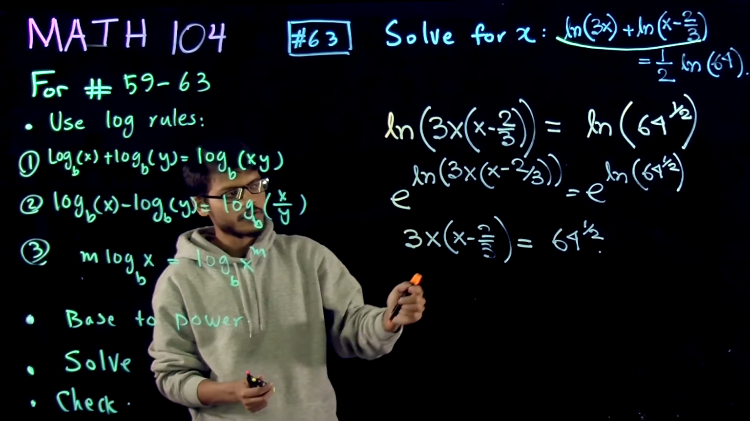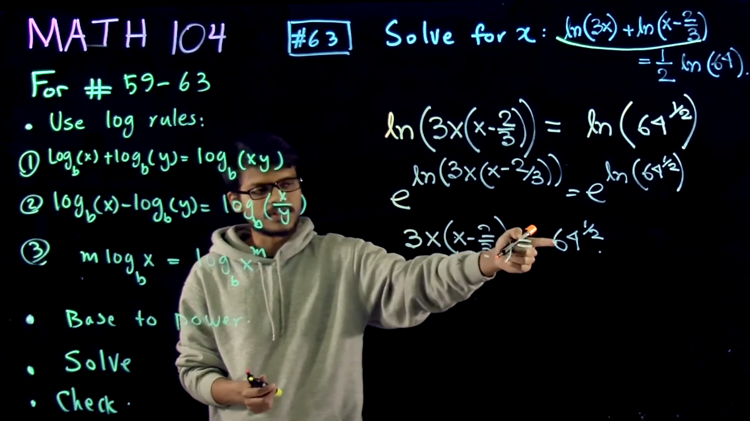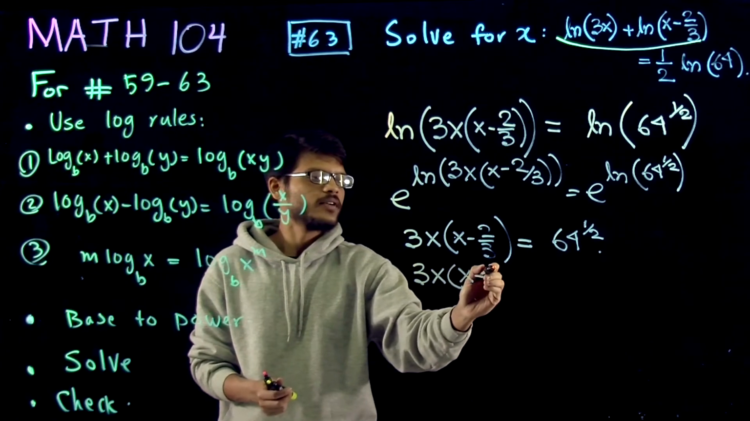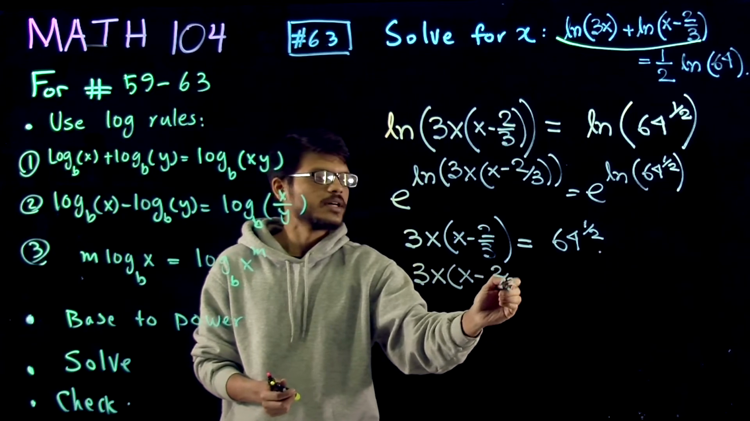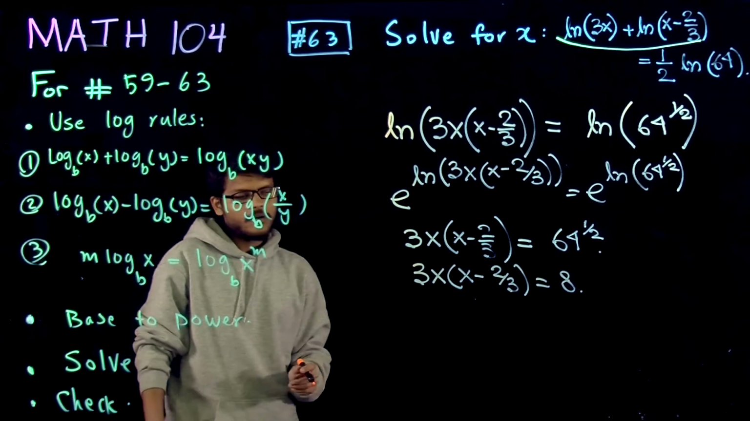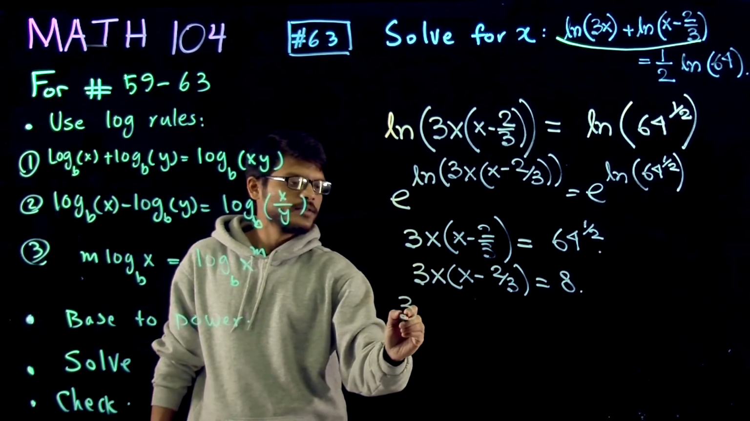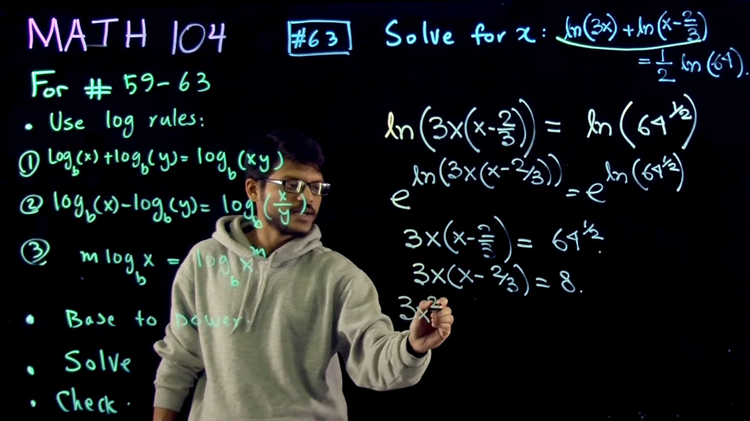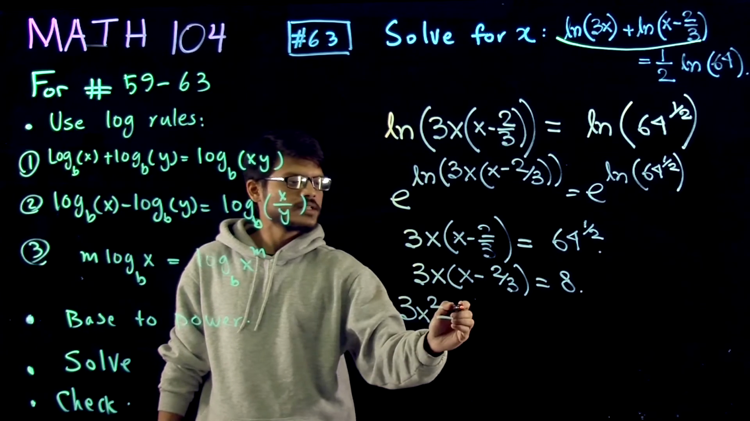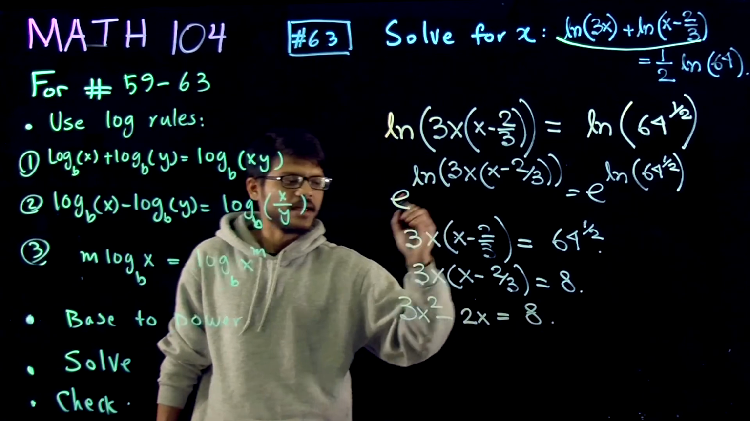So the first thing you should notice is, what is 64 to the power 1/2? This one is nothing but the square root of 64. And what is the square root of 64? It is nothing but 8. So we have 3x times (x - 2/3) is equal to 8. And now let us simplify. If you distribute this multiplication, we will get 3x times x, which is 3x squared, minus 3x times 2/3, which is just 2x, is equal to 8.